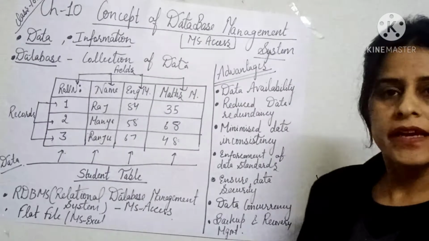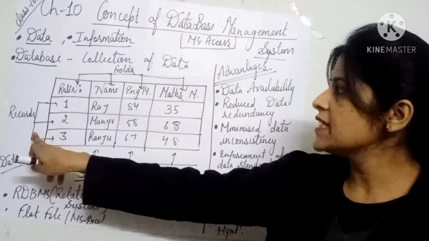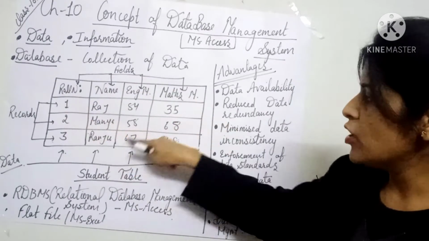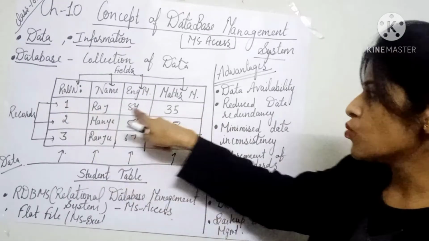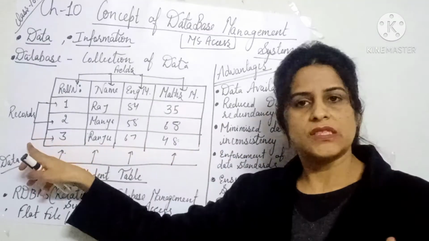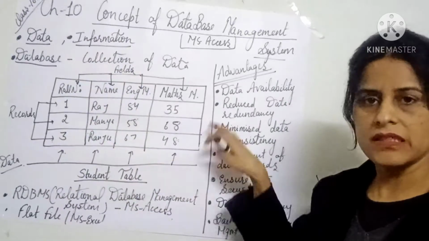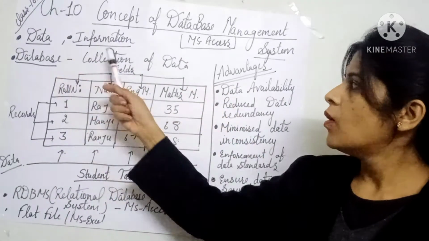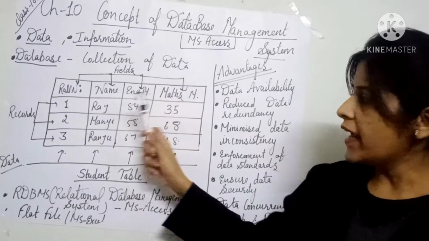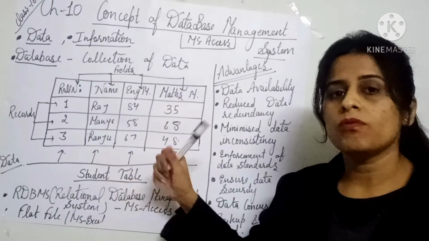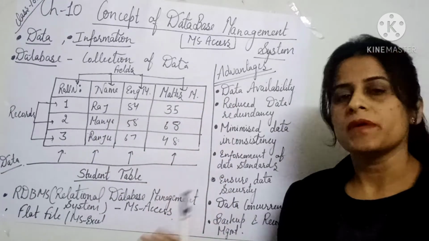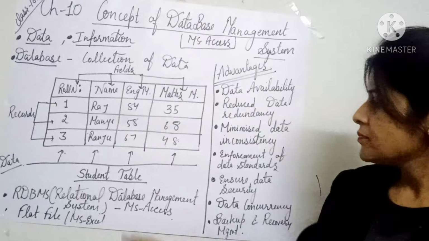So I think it is clear to you what is data, what is record, and what is field. These are known as the fields, these values are known as the data, and this one row, complete information about one person, is known as the record. I think it is clear to you what is data, what is information, what is database. Now this is a database, and the software with which we manage this database is known as the database management software.